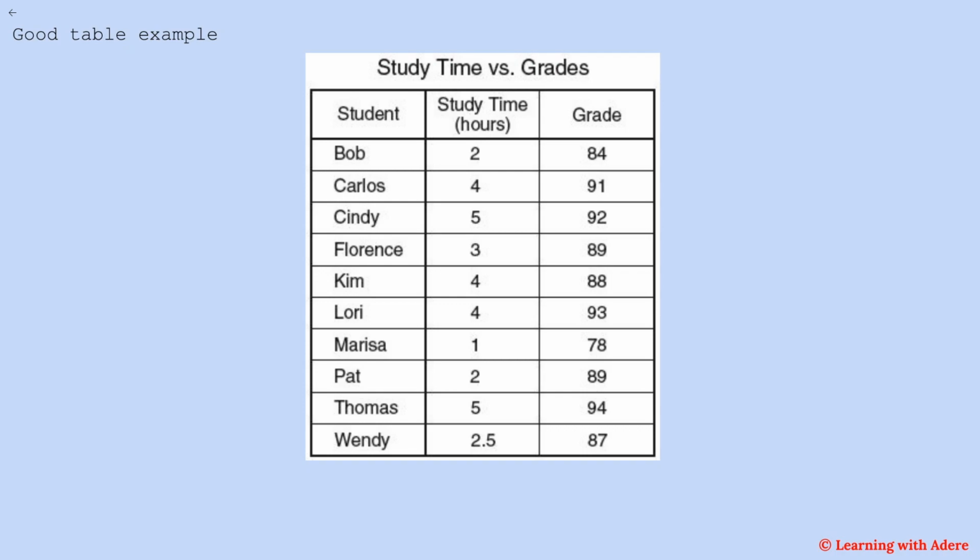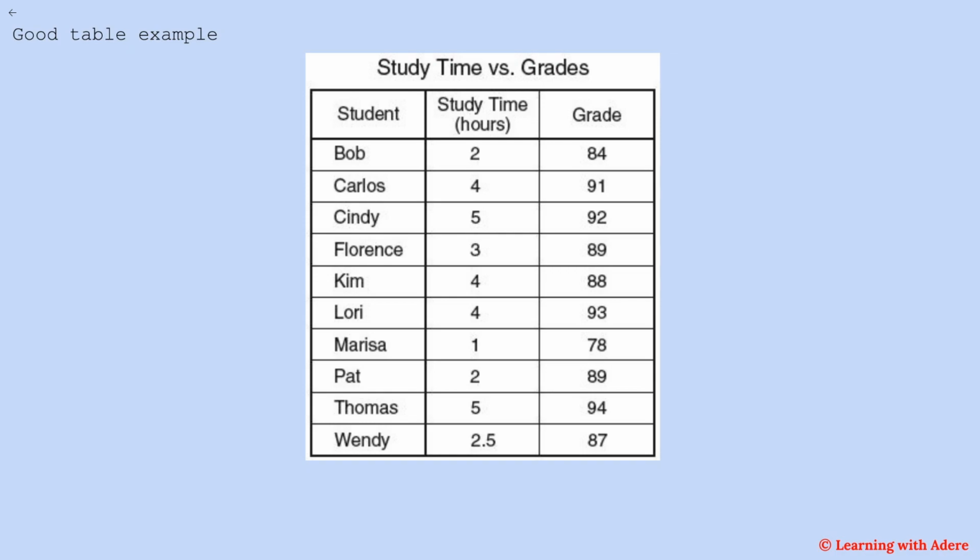So if we were to analyze this data, we could argue that with more study time, the higher your grade is going to be. We can argue this because people like Sydney over here studied for a total of 5 hours, which was tied for the most amount of hours studied, and she also got one of the highest grades. If we look at Thomas, he also studied for 4 hours and he got the highest grade of 94.